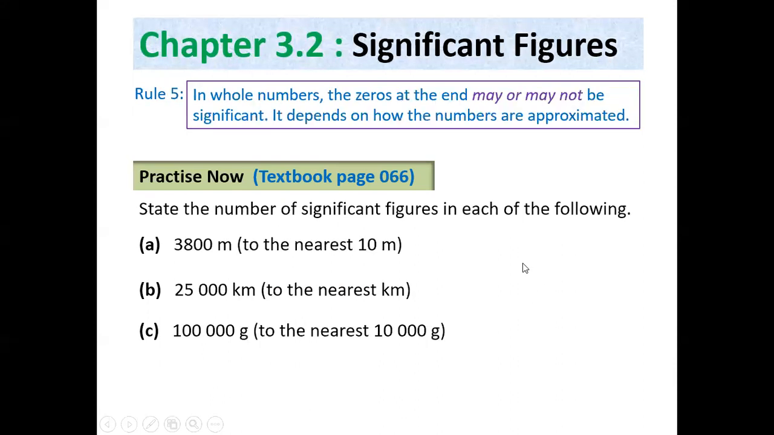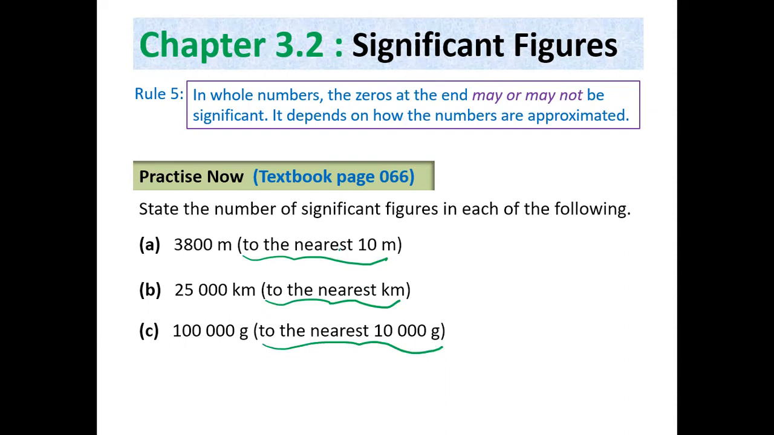D. Now there you go. In whole numbers, so you don't deal with decimals anymore. The zeros at the end may or may not be significant. So look at this. Depending on the number, they are approximated.